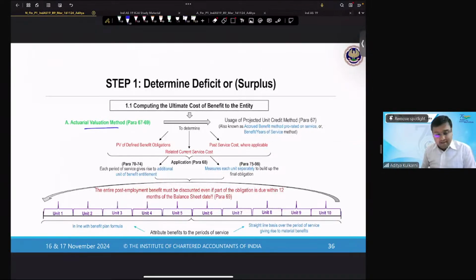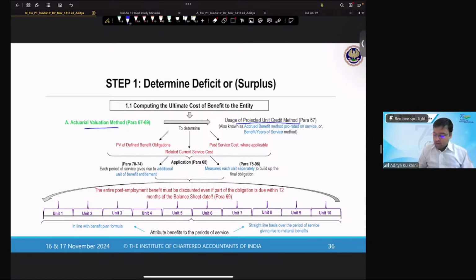Actuarial valuation method is usage of the projected unit credit method. Projected means future. Unit means how much is one year's cost. The cost per annum, what we are determining on the undiscounted amount, that becomes my unit. And since each year I am building it up, there is a credit each year. So projected is future, unit is per year. I am increasing the provision, I am crediting the provision. So projected unit credit method.